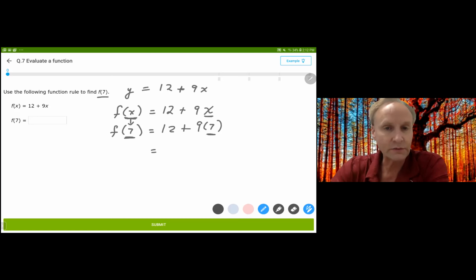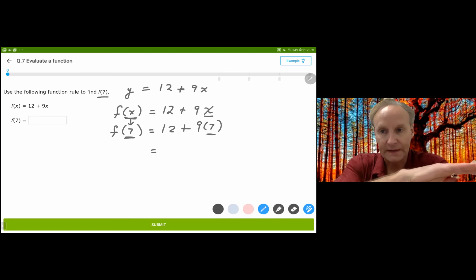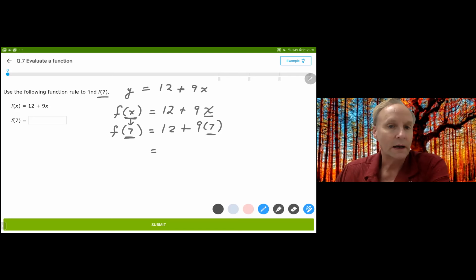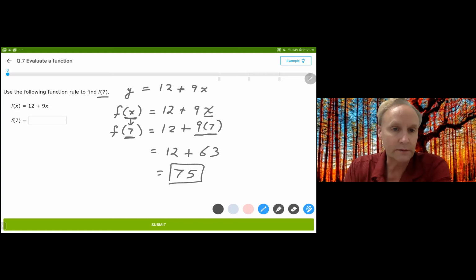I have to now do order of operations. A common mistake is to think that everything is left to right. Order of operations says that multiplication is more important than addition. So it comes first. 9 times 7 is 63. And the 12 is still there. I'm just adding these together. That's going to give me 75, which is the function value of f of x at 7.